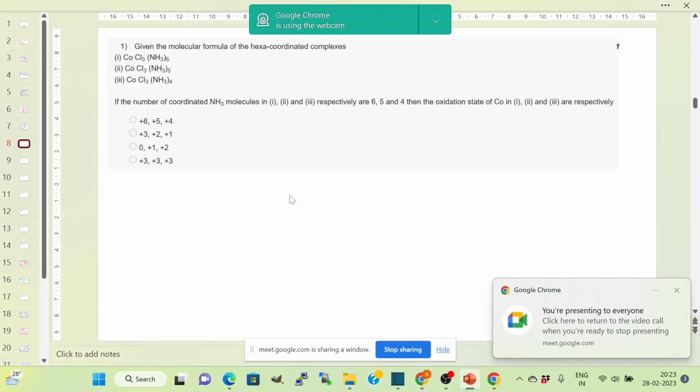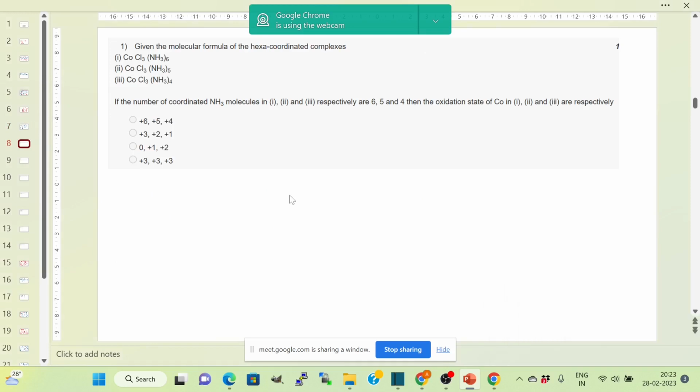This is an interesting question and I think you'll be able to solve it even though the question is a bit lengthy. So I'll read out the question. Given the molecular formula of the hexa coordinated complexes [Co(NH3)6]Cl3, [Co(NH3)5]Cl3, [Co(NH3)4]Cl3. So these complexes are given. The question is, if the number of coordinated NH3 molecules in 1, 2 and 3 respectively are 6, 5, 4, then the oxidation state of cobalt in 1, 2 and 3 are respectively. Please put in chat box what you think the answer is. Then we will discuss.